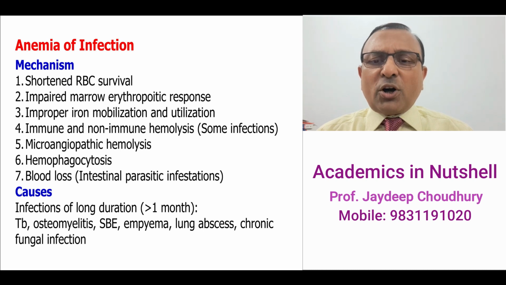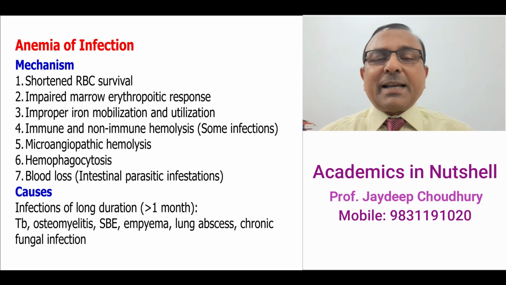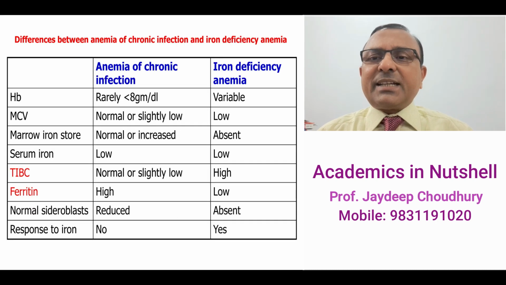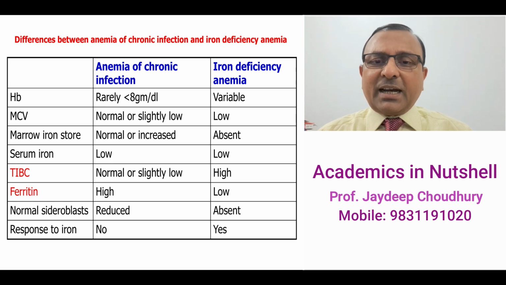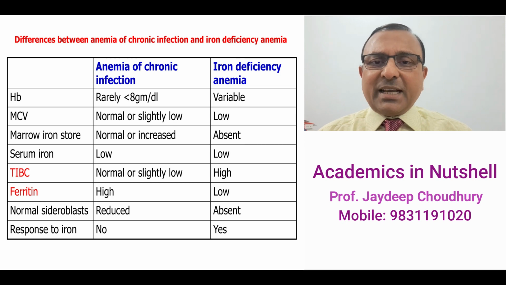Usually it is following an infection of long duration of more than a month, like tuberculosis, osteomyelitis, bacterial endocarditis, empyema, lung abscess, and chronic fungal infection. To differentiate anemia of chronic infection from iron deficiency anemia, the TIBC and ferritin may be diagnostic. The TIBC is normal or slightly low in anemia of chronic infection, whereas it's high in iron deficiency anemia, and reverse is ferritin.